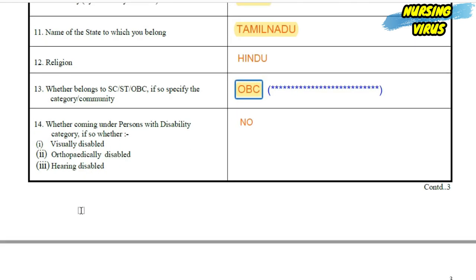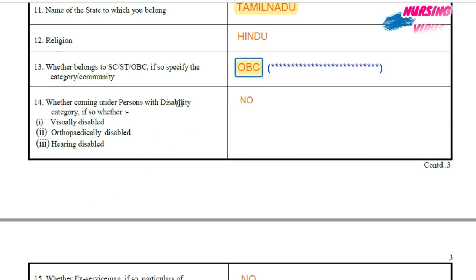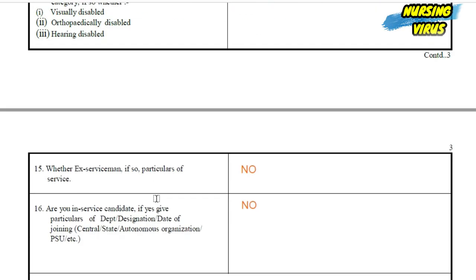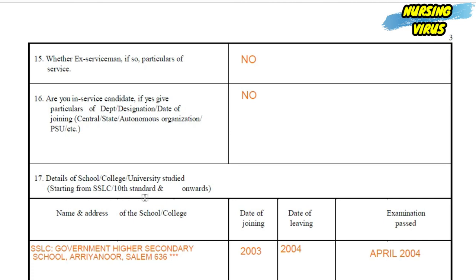In the 14th column, whether you come under the person with disability category. If you are disabled, you can mention it. If it is yes, you need to mention either visually disabled, orthopedically disabled or hearing disability. If you have any one of these, you need to write here. And the 15th column, whether ex-serviceman, if yes you can write yes, or no. And the next one, are you an in-service candidate? If you are already working in any central, state or any government service, you can write yes or no.